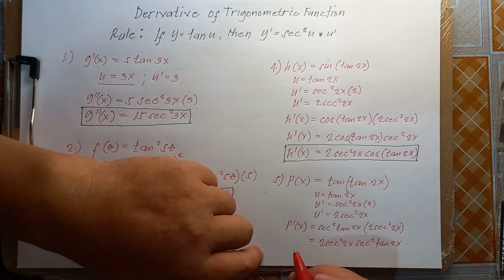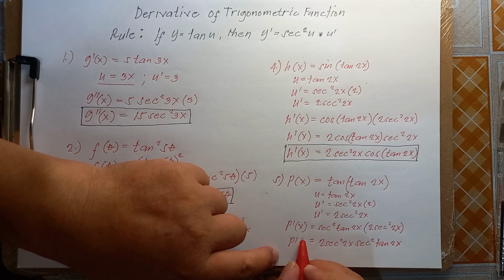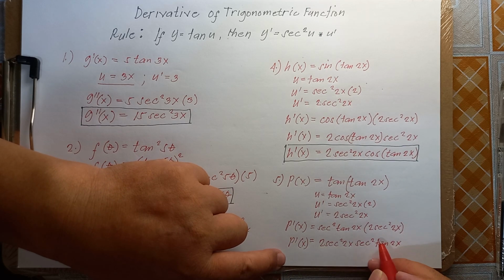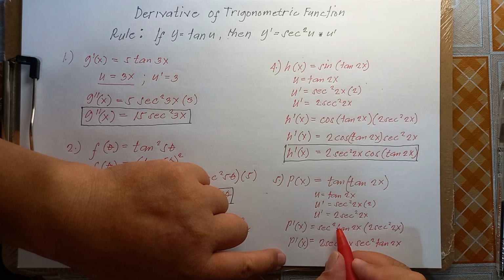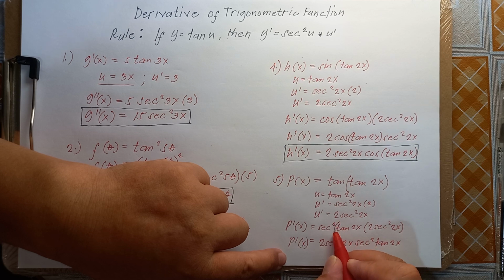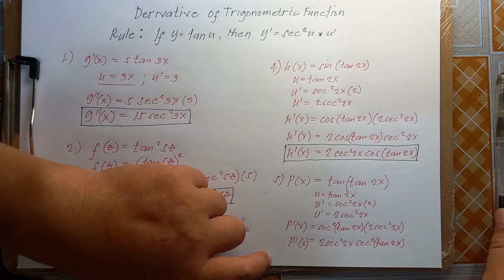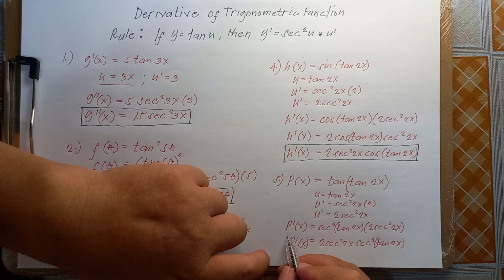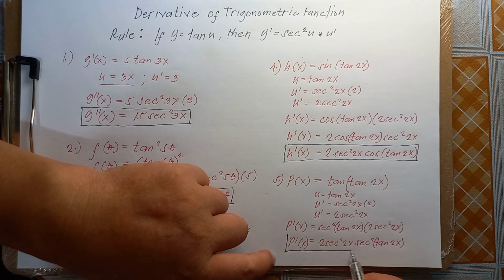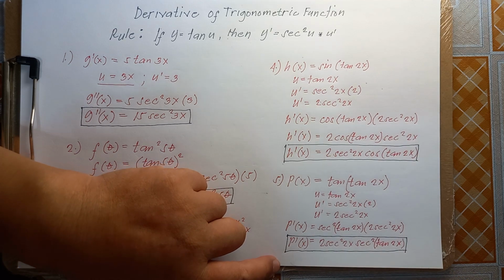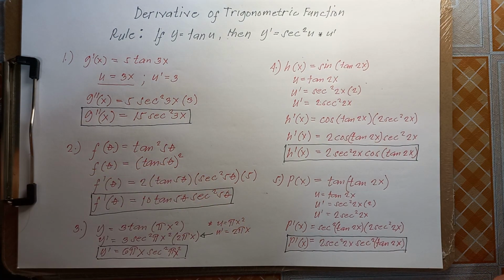So we have in here the p prime of x. So we might as well consider enclosing this one with parentheses. Okay, so we enclose this one with parentheses. So that if we are going to have now the final, this could be the final. If you continue, then you can still simplify that one, but that could be the final answer.